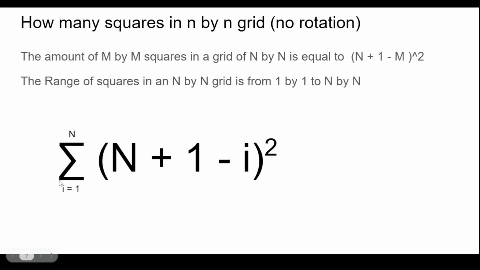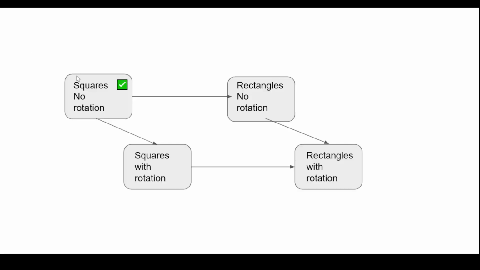Then this other fact is just built in. We just replace m with i, because we need to go through every m by m square. And this is the final equation per the question: the summation from i equals 1 all the way to n of (n plus 1 minus i) squared is how many squares there are in an n by n grid if you don't allow them to rotate. Which finishes our first section with squares and no rotation.